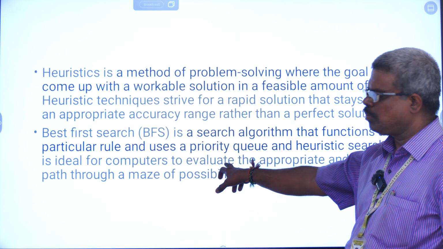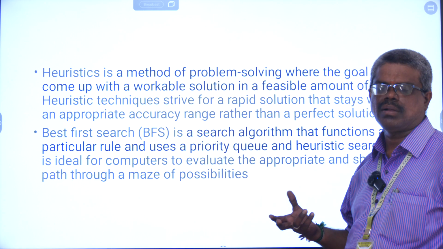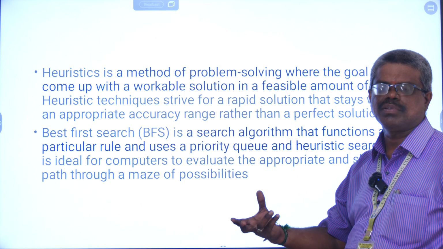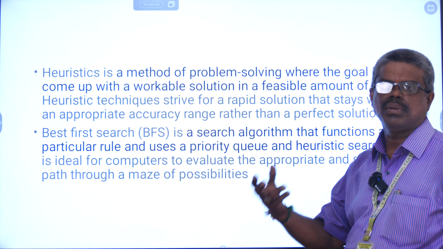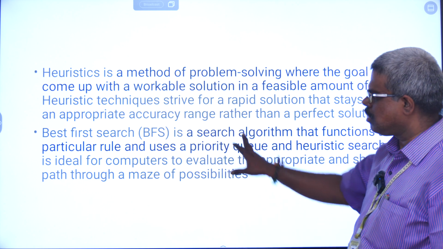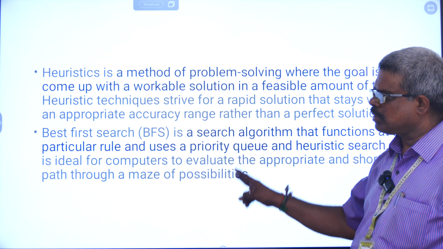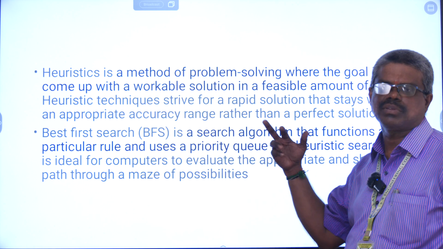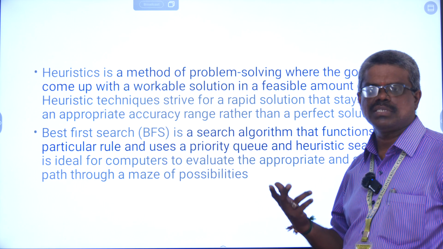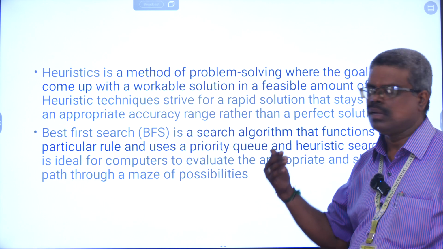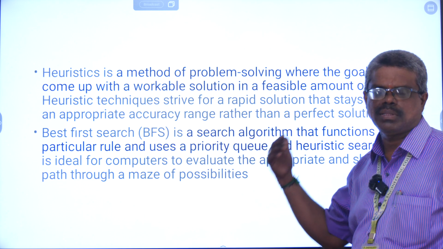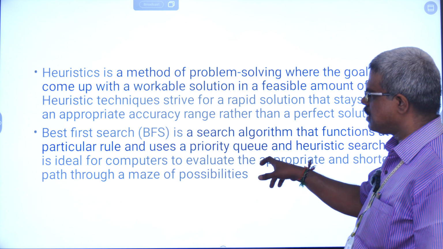Based upon that queue, you will be using the priority concept. Priority concept means the first thing which comes for the process will be popped out. That is the logic. So you will be using two methods: breadth first search and depth first search. Breadth first search is searching level wise: level 0, level 1, level 2, level 3, like that. That is breadth first search.